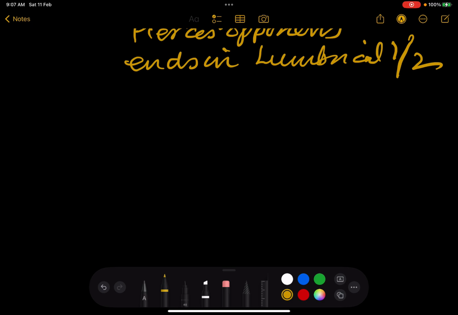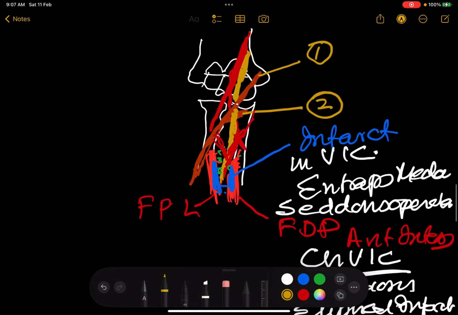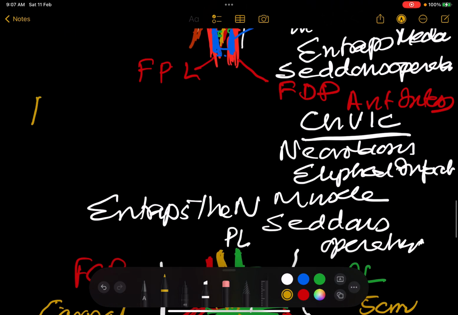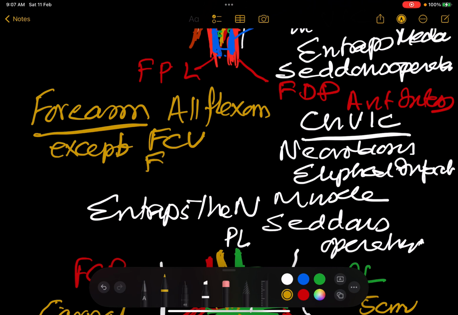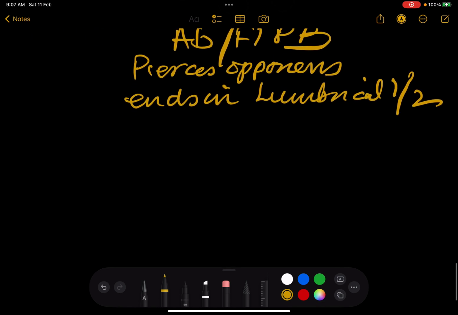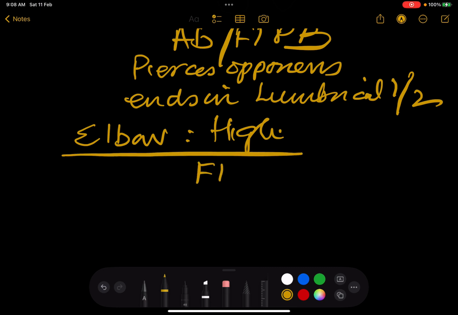So now, in the forearm, this nerve will supply all flexors except flexor carpi ulnaris and flexor digitorum profundus of the third and the fourth. So, if there is a paralysis at the level of the elbow, which is called high paralysis, then FDP and FDS would be paralyzed.